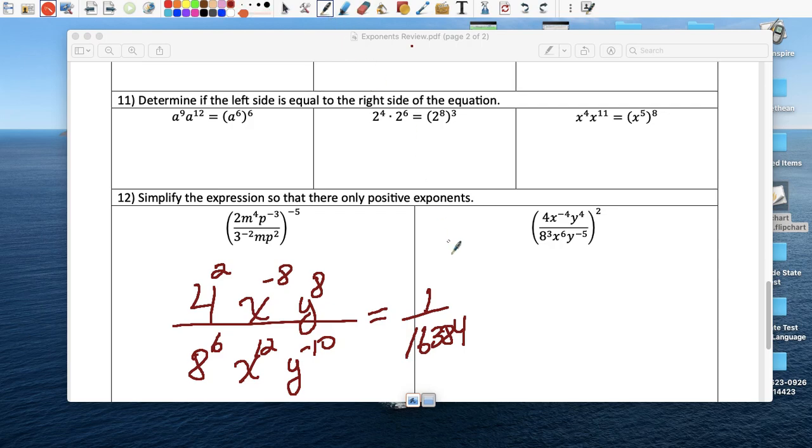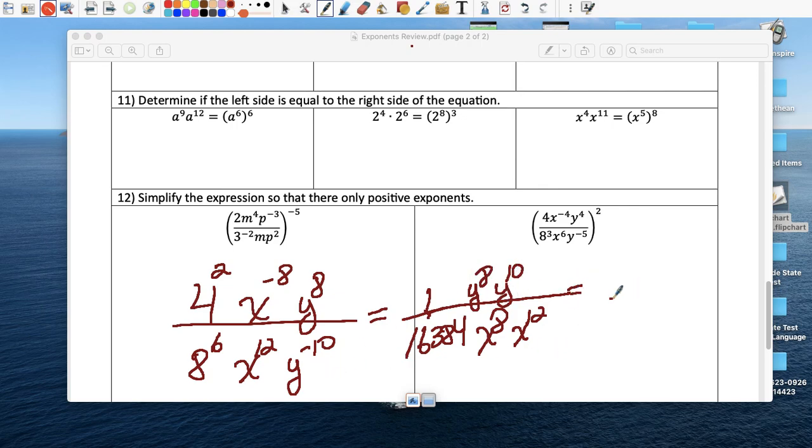Now, the rest of the fraction. So that 1, eventually we're not going to need it. X to the negative 8 comes down. X to the 12 stays as it is. Y to the 8 stays where it is. But Y to the negative 10 goes upstairs and becomes positive.